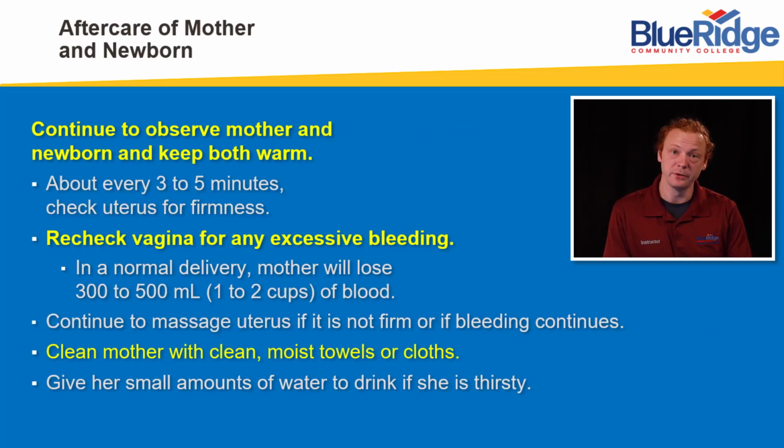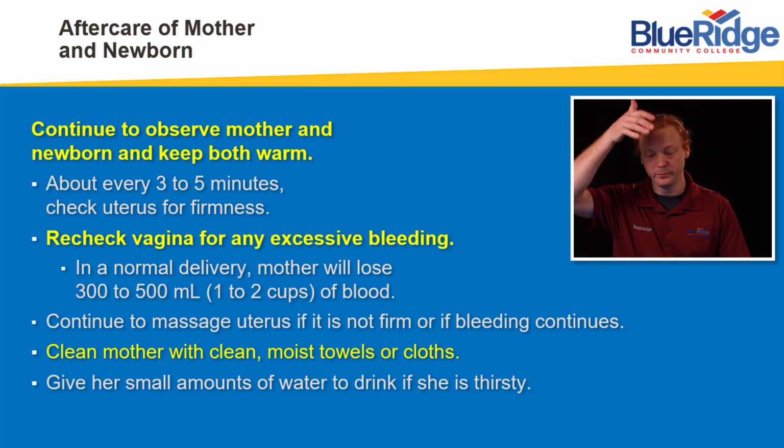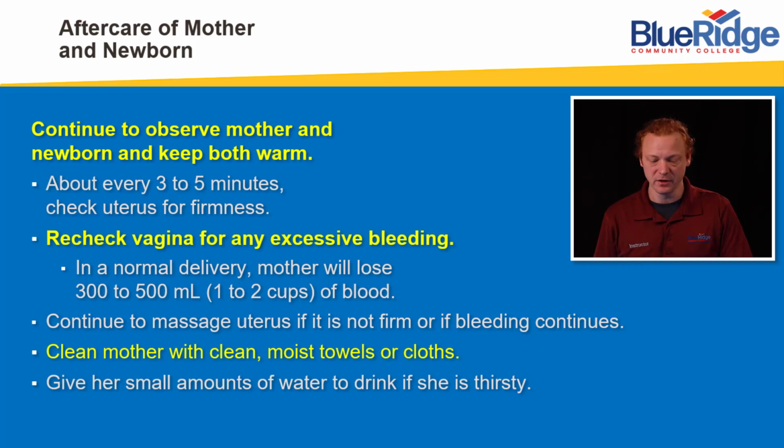Continue to observe the mother and the newborn carefully and keep them both warm. Cover the newborn's head. This is where we lose the majority of our body heat. Approximately every 3 to 5 minutes, check the uterus for firmness. Recheck the vagina for any excessive bleeding. Remember, all these towels and blankets that we have the mother wrapped in can hold a lot of fluid and a lot of blood, and it could go easily missed if the mother continues to bleed.